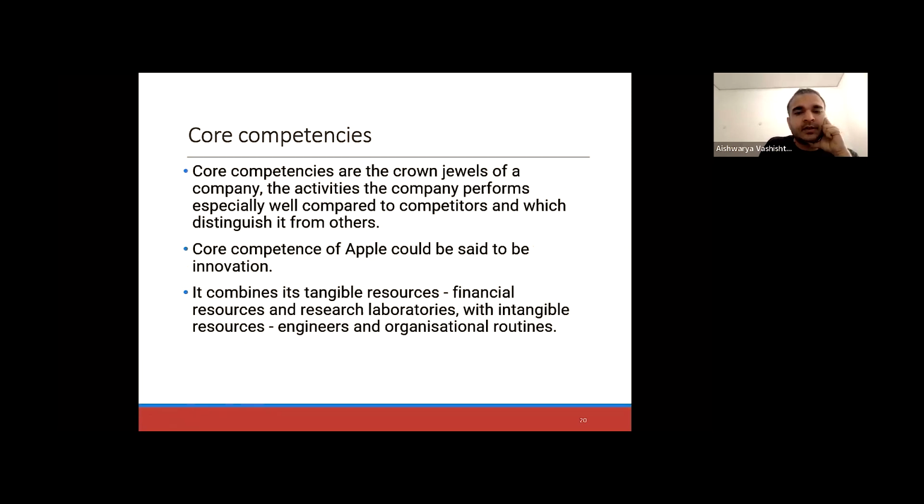So when we devise a strategy for our firm, we need to first identify the core competencies. Like Apple had the core competency of innovation. Now people don't find it that innovative, but at one point of time, it used to be one of the most innovative firms. So that is how it was able to keep the competitive edge.